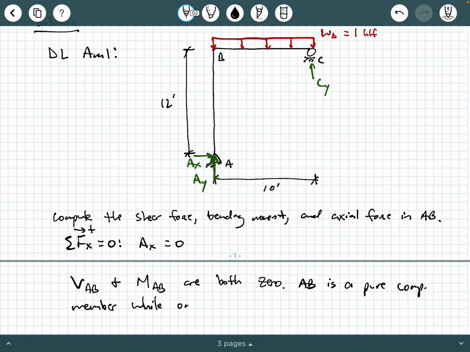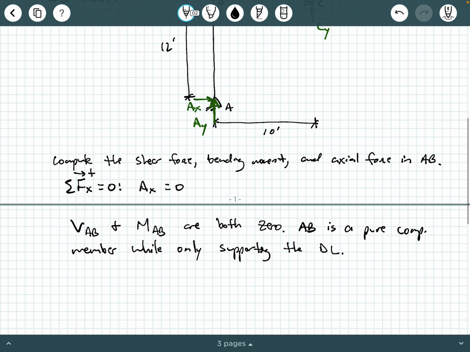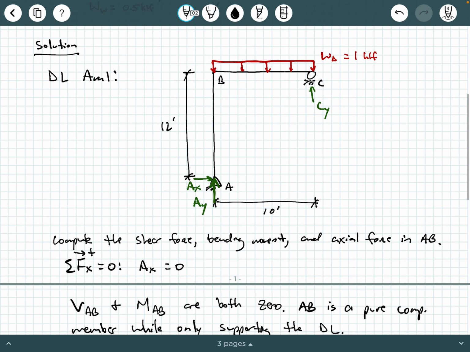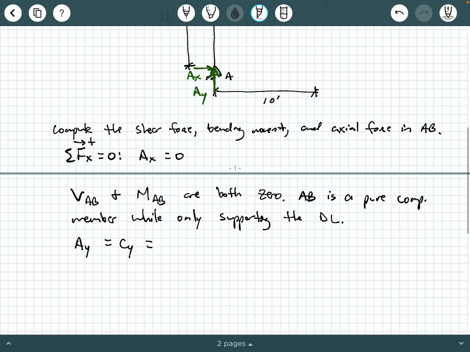while only supporting the dead load. And not only that, but it's pretty symmetrically placed. Maybe pause the video and punch this through, but you can hopefully tell that by symmetry, AY equals CY equals 1 KLF times 10 feet divided by 2, which gives 5 kips reacting upwards. So the axial load in AB is going to be equal to 5 kips in compression.